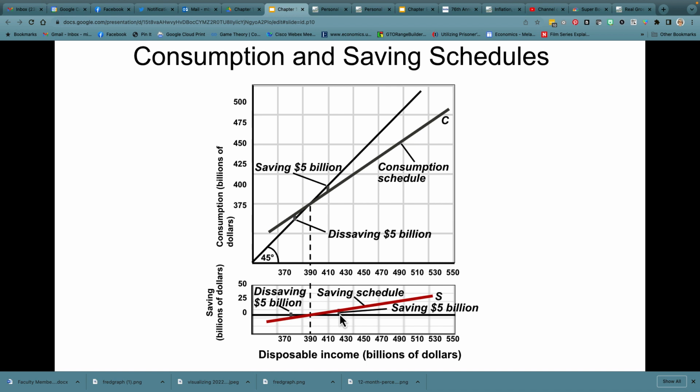So the savings schedule is now oriented to the 0 line. So again, at break-even income, savings is 0. So that occurs right here. But once the savings schedule goes above the zero line, now we have some positive savings. But over here at these lower levels of income, now the savings schedule is below the zero line, so we have negative savings or dis-saving.